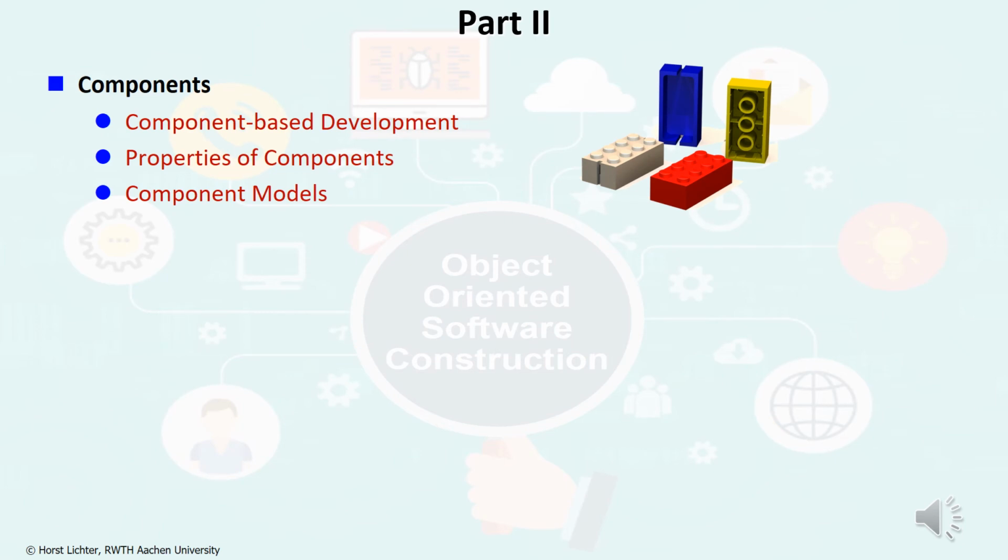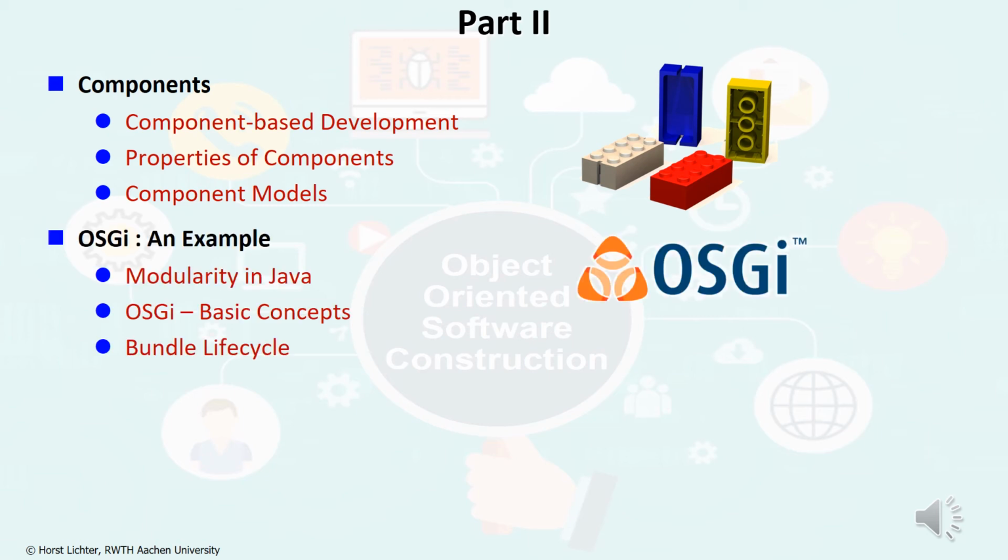Component-based development is the next topic. We introduce this paradigm and present basic properties of components as well as the general concepts of all component models. As an example, we briefly introduce the OSGi component model. After discussion of modularity in Java, we introduce the basic OSGi concepts and in particular present the states of the life cycle of OSGi components called bundles.